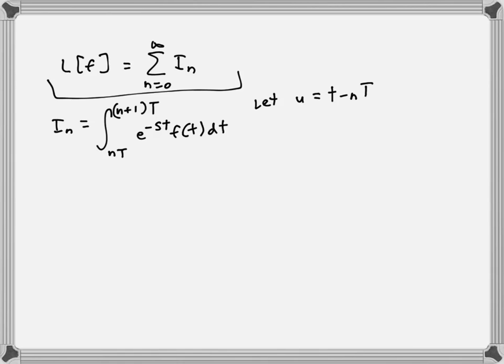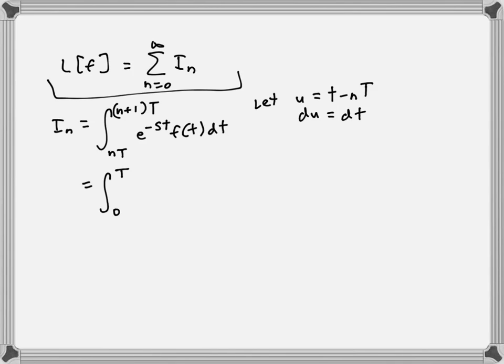Okay. And what would du be? Du would just be dt because all I'm doing is scaling this back, but the derivative is still just 1, right? Because nT is a constant. And so what's my new integral going to become? If I take nT and I plug it in for t, I get nT minus nT, which is 0, and then I get (n+1) capital T minus n capital T, which is just capital T.